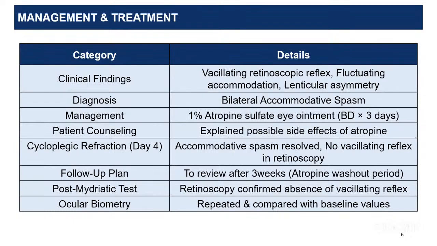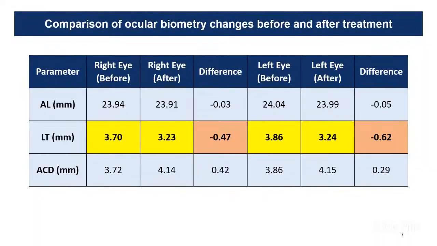A cycloplegic refraction conducted on the 4th day revealed a resolution of the accommodative spasm, with retinoscopy showing no vacillating reflex. The patient was advised to return after a 21-day atropine washout period for further evaluation. During the post-mydriatic test, retinoscopy was repeated, confirming the absence of a vacillating reflex. Ocular biometry was repeated and compared with the baseline values.